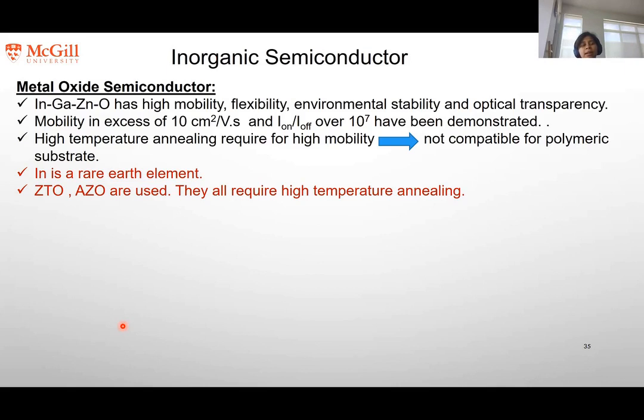Another thing is indium gallium zinc oxide has indium, and indium is a rare earth element. So people have switched from indium gallium zinc oxide to zinc tin oxide, so ZTO or this type of material, but all of these actually require high temperature annealing. So that's the one problem with metal oxide semiconductor.